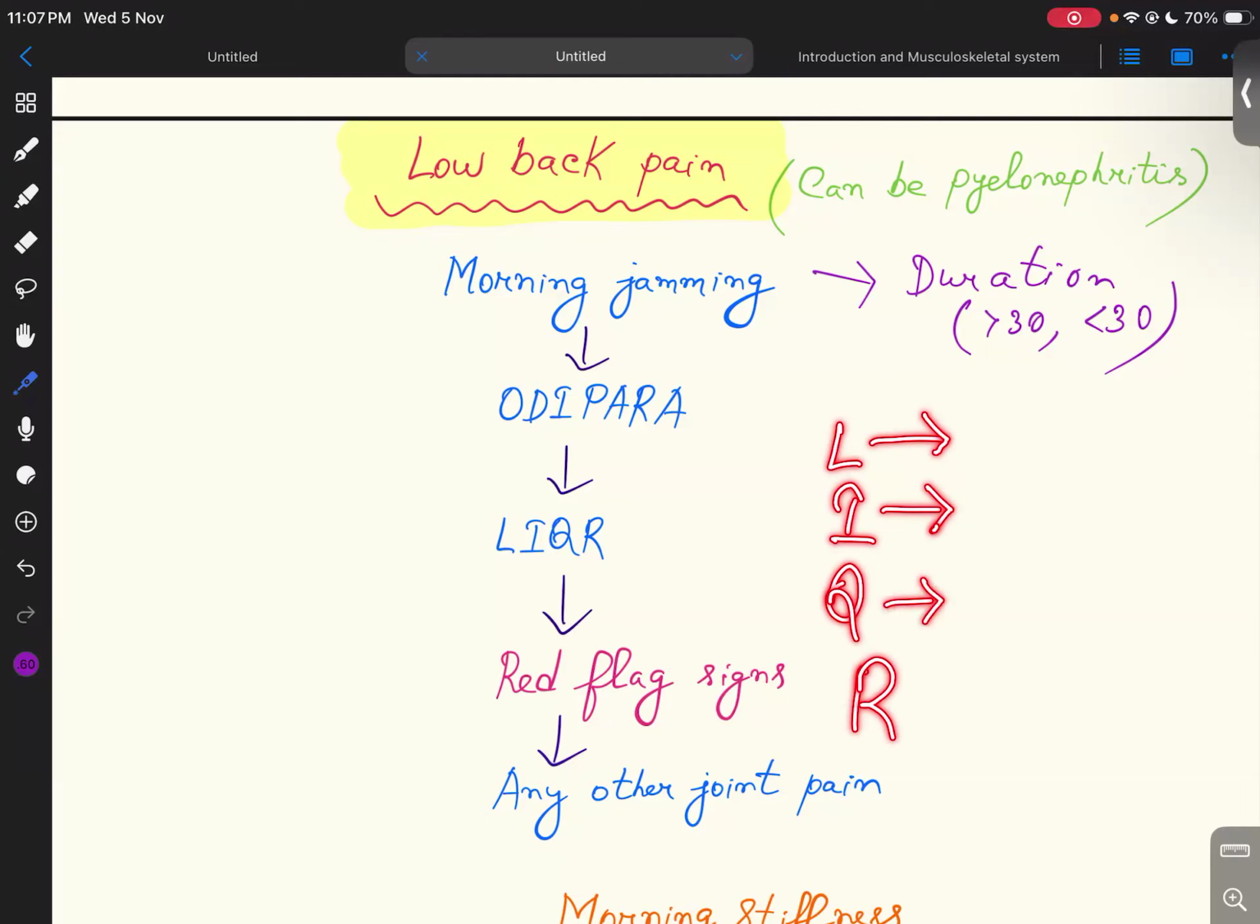Then Q goes for character. What is the nature of the pain? Is it dull or sharp? We have to give some examples. Then R goes for radiation. Have you noticed the pain goes anywhere else?